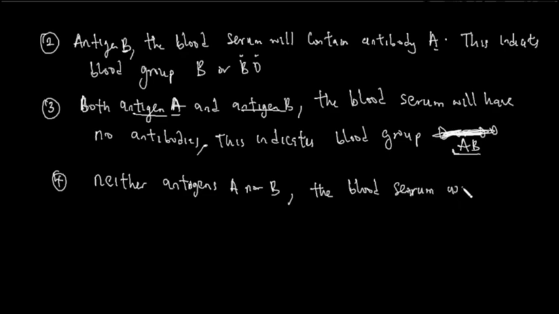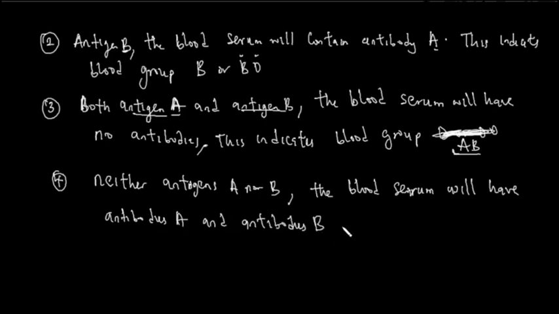Yes, I'm asking a question. They don't have antigen A, they don't have antigen B. So what would the blood serum contain? What antibodies would they contain? They don't have antigens, which means they will have antibodies. Do you understand? If there is an absence of an antigen, there would be the presence of the corresponding antibody. So now that they don't have antigens, it means that they will have both antibody A and antibody B.